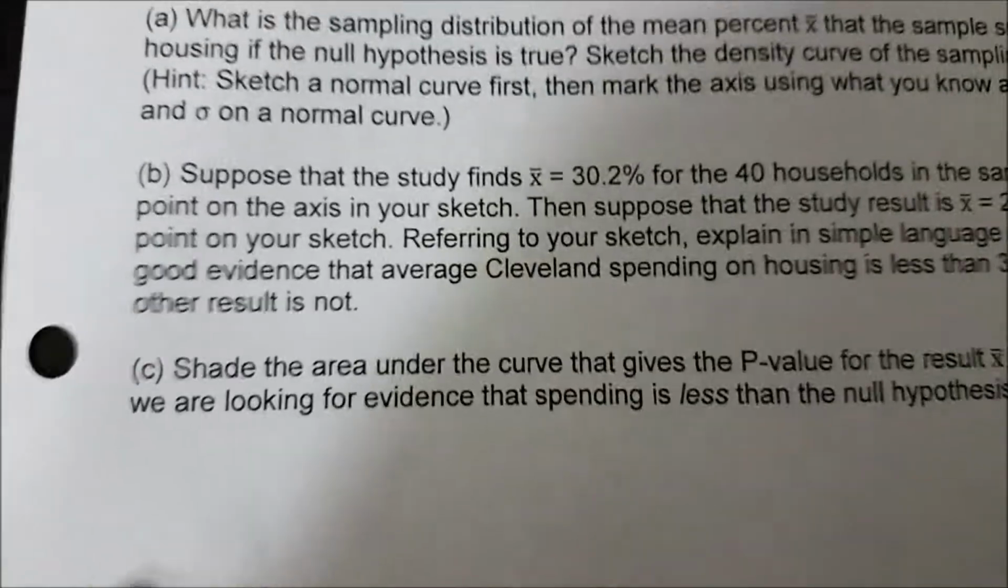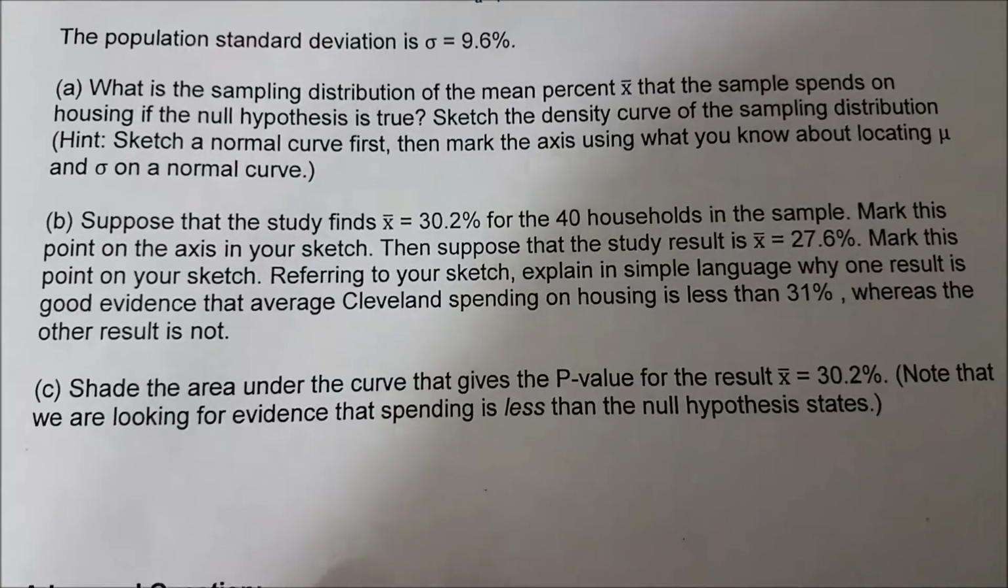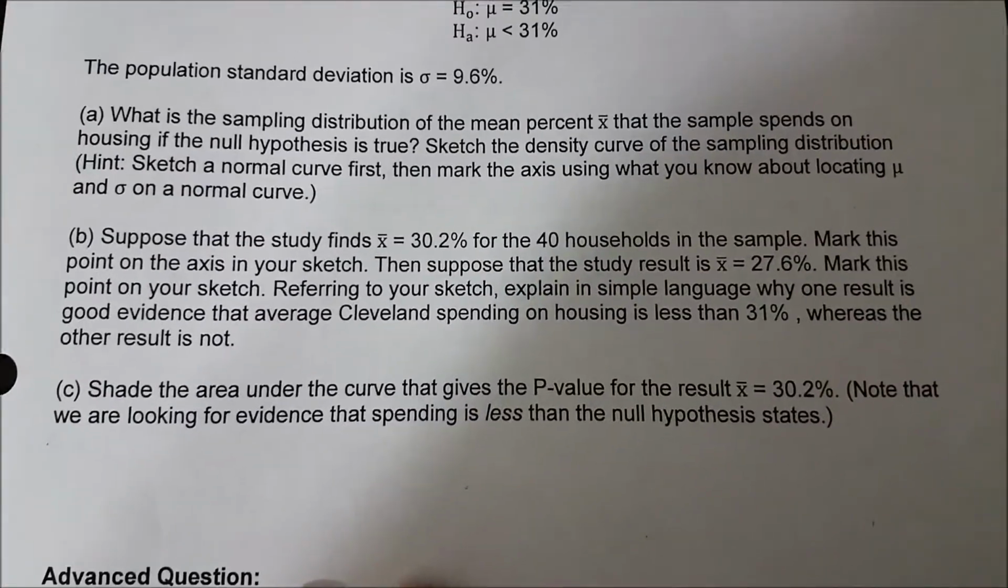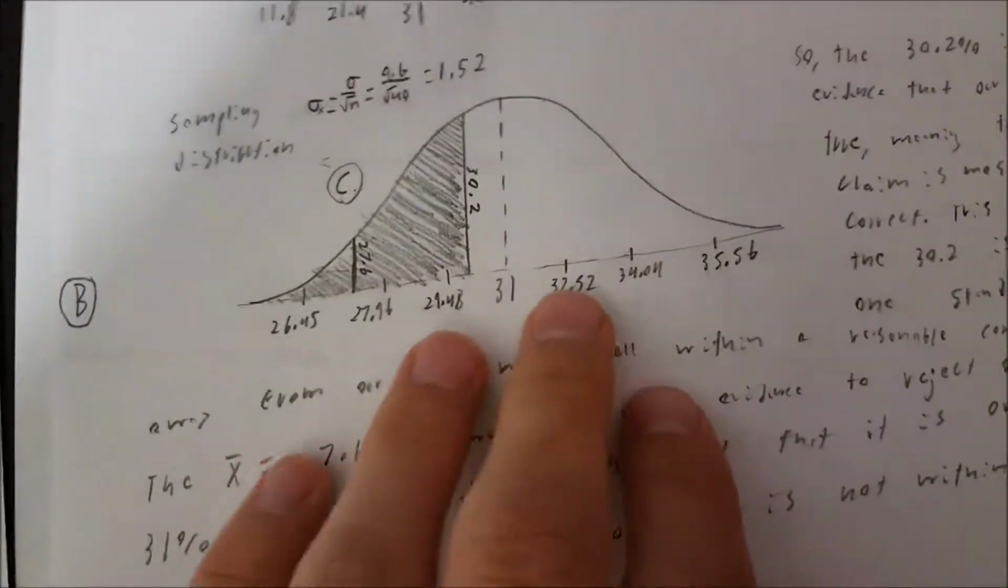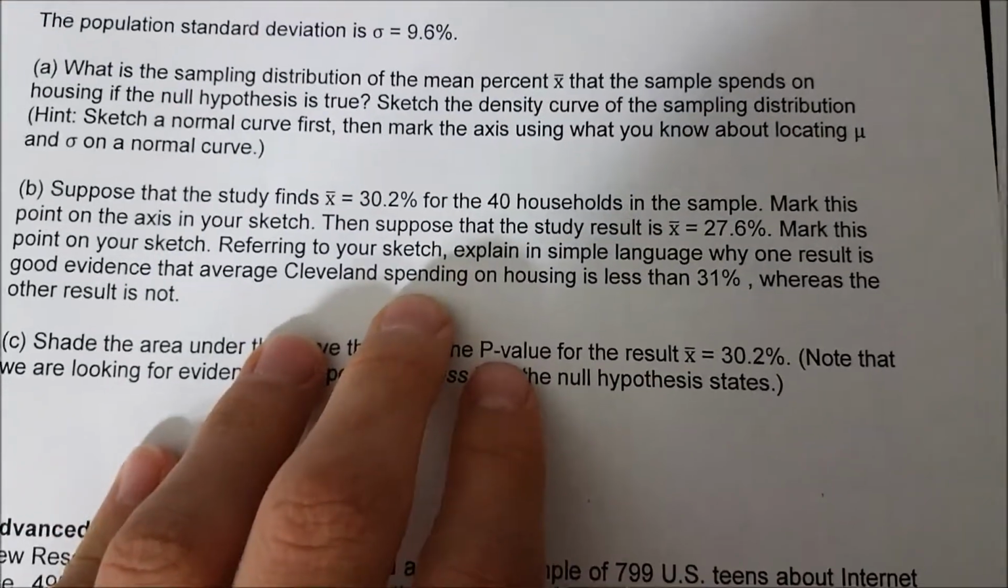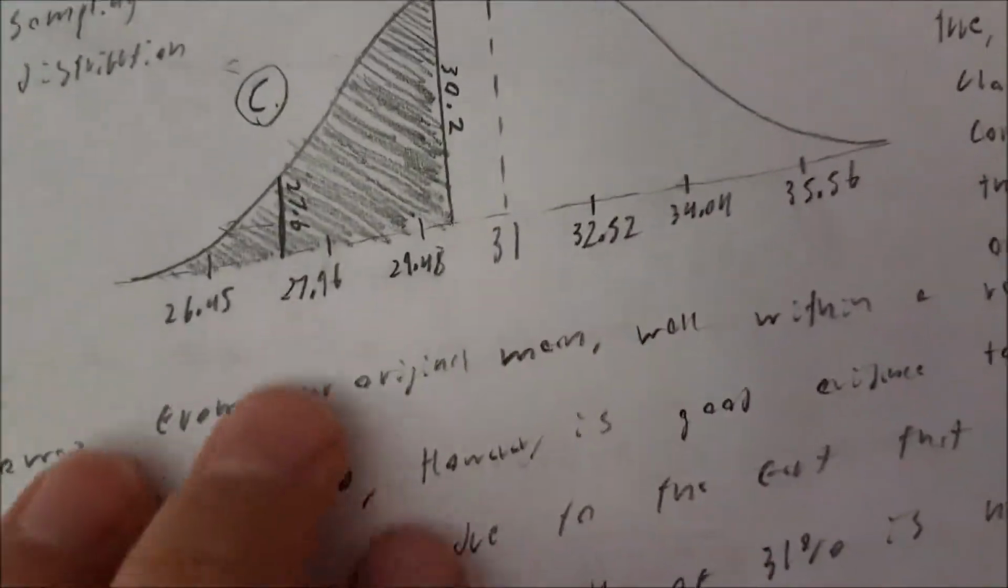Alright. So question B says, suppose the study finds that X bar is equal to 30.2% for the 40 households in the sample. Mark this point on the axis in your sketch. So over here I have marked 30.2 here. And it says, then suppose the study result is 27.6%. Mark this point on your sketch, and I've also marked this here.